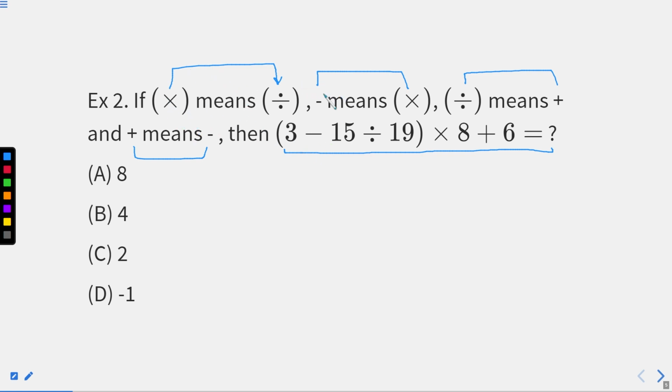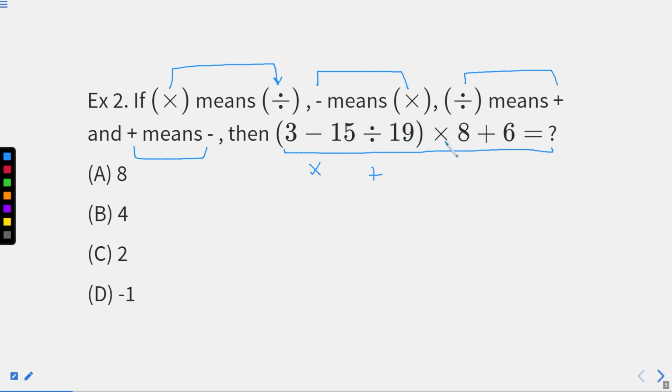So, wherever we have minus, like in the first part, we have 3 minus 15. And we all know that for minus, we have multiplication. So, it will become 3 multiplied by 15. Divide means plus, so addition of 19 will be there. The bracket will remain as it is, right? We will not change the bracket part.